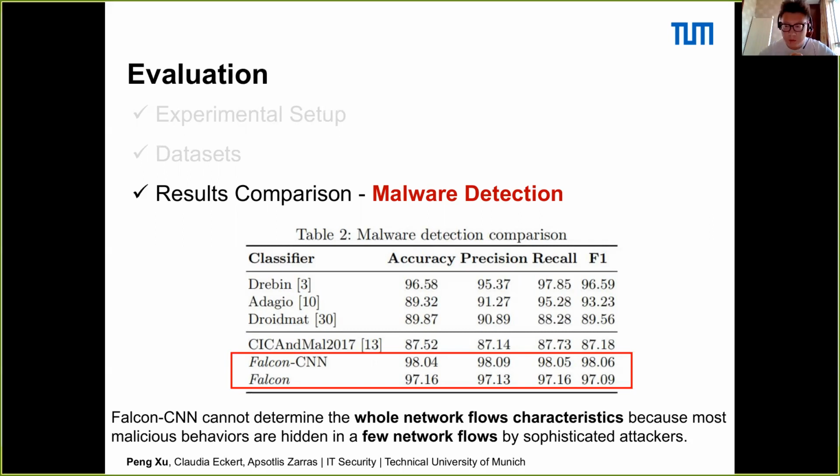So that means if we just use the CNN network, we cannot find out the malicious behavior, because mostly malicious behavior is hidden in very few network flows. So yeah, this is the difference between our two networks.